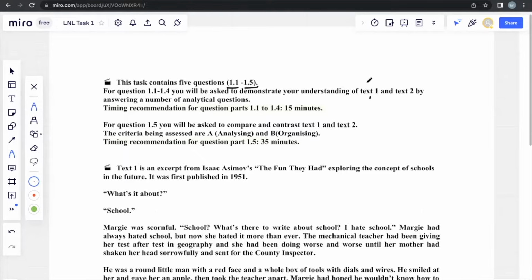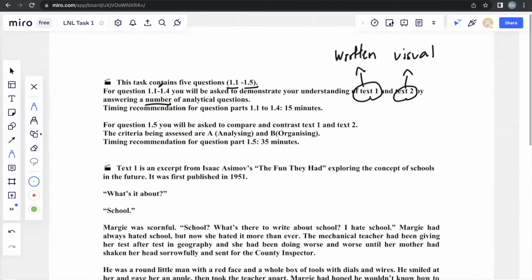Now, text 1 is normally provided in a written format, so it may be a novel, a poem, an article, or anything of the sort. On the other hand, text 2 is provided in a visual format, so it may be a movie, a documentary, or anything else of the sort. And, as they say, you're provided with a number of analytical questions.